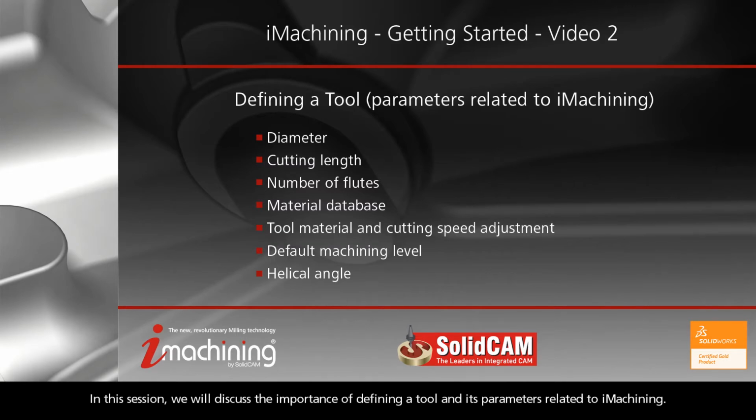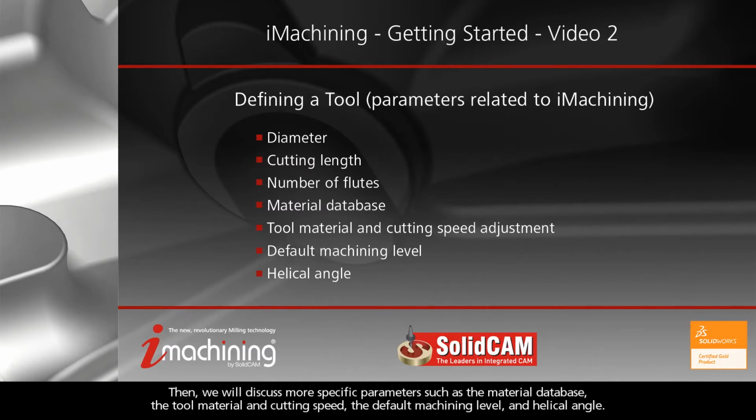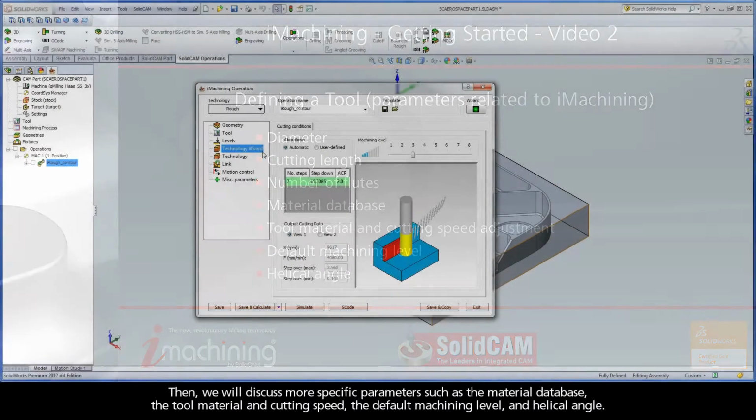In this session, we will discuss the importance of defining a tool and its parameters related to iMachining. This will include topology parameters of the tool such as diameter, cutting length, and number of flutes. Then, we will discuss more specific parameters such as the material database, the tool material and cutting speed, the default machining level, and helical angle.